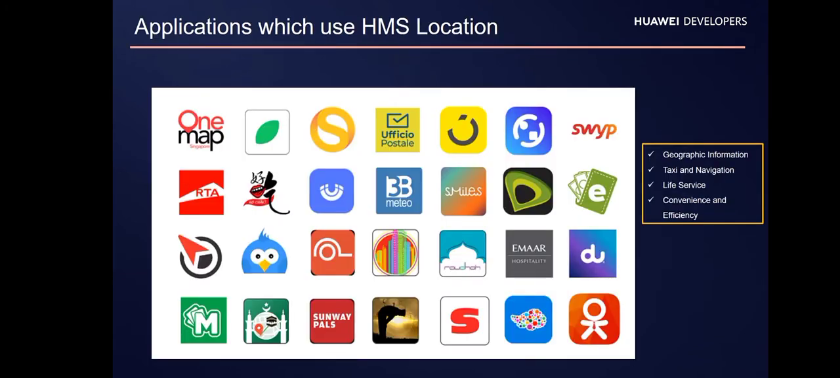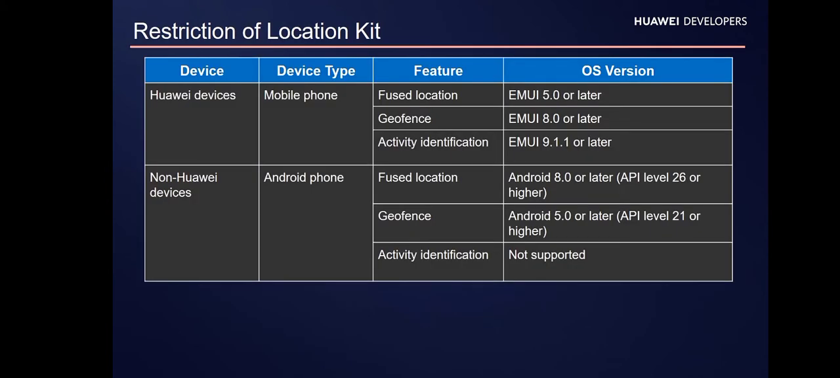Here are some applications using HMS Location Kit. Restrictions of Location Kit. For Huawei devices, fused location is supported in EMUI 5.0 or later versions. Geofence is supported in EMUI 8.0 or later versions.